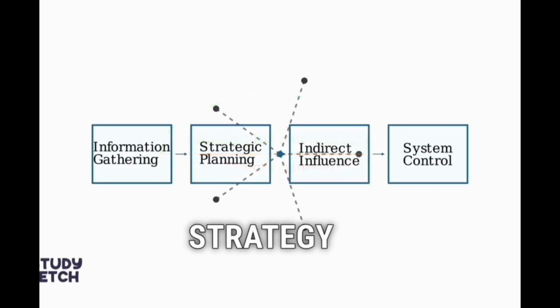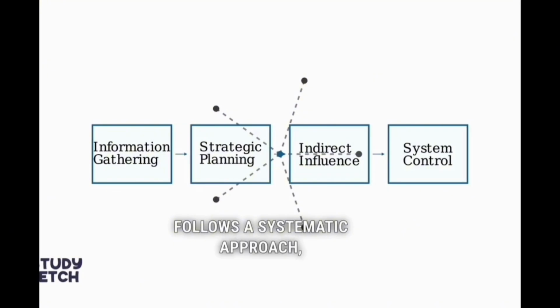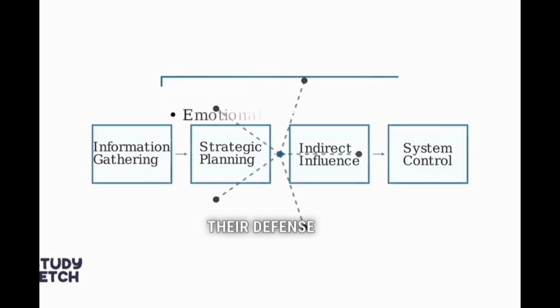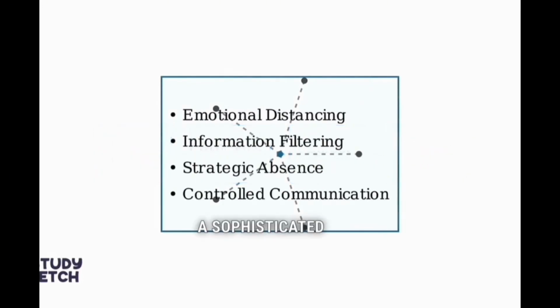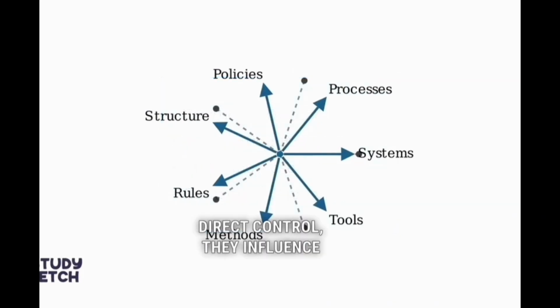Their influence strategy follows a systematic approach, moving from information gathering to system control. Their defense mechanisms form a sophisticated barrier, protecting them while maintaining influence. Rather than direct control, they influence through systems, processes, and structures. These patterns of indirect influence and strategic distance define the avoidant strategist's approach.